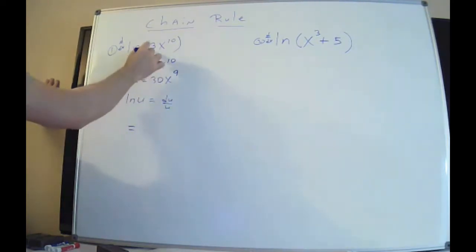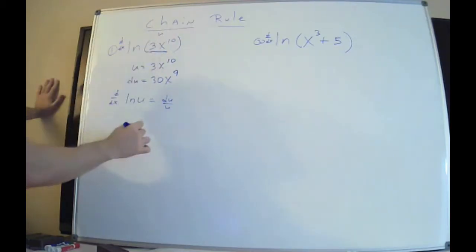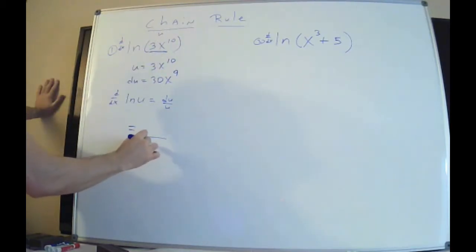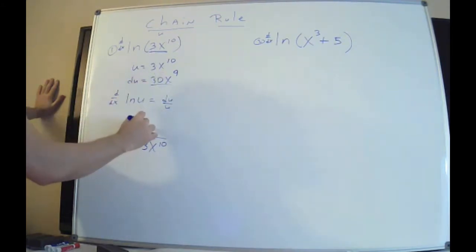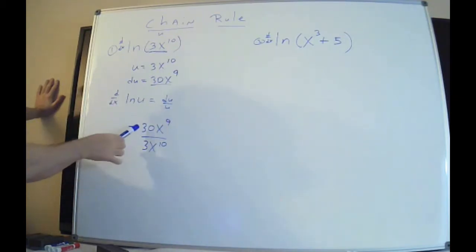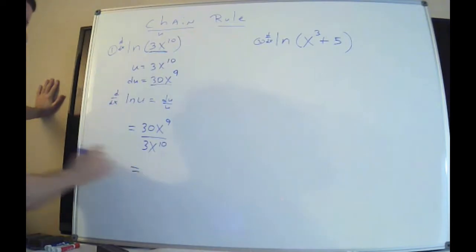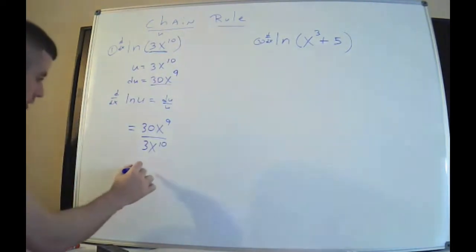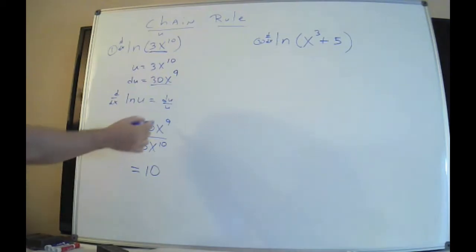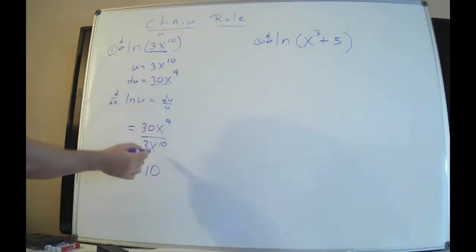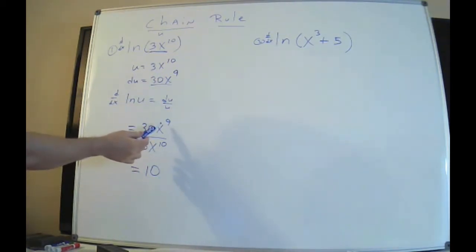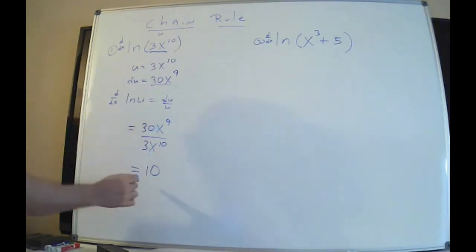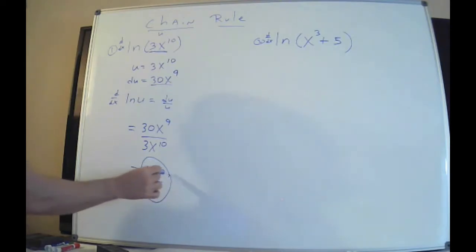Take the u, there's the u, put it on the bottom of the fraction. Take its derivative and put it on the top of the fraction. Now, I'm not going to be happy if you decide to leave it like this. If you don't know what 30 divided by 3 is, you can come visit my remedial class. So you get 10. Now, you have to be careful here. I want this simplified. You have 10 x's on the bottom and 9 on the top. You're going to get 1 left over on the bottom. So your answer simplifies to 10 over x.